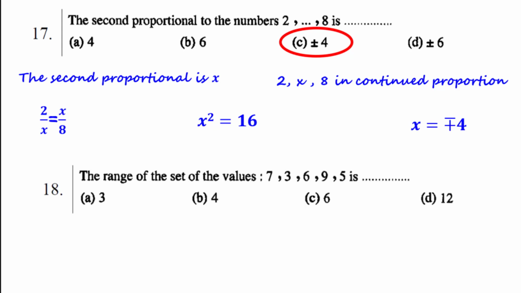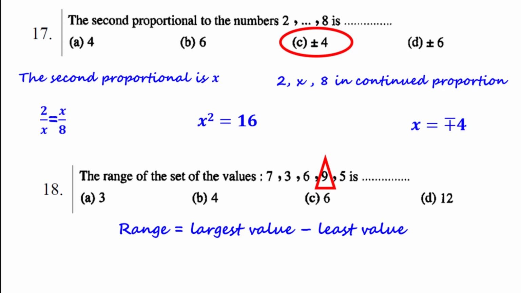Number 18, the range of the set of values 7, 3, 6, 9, 5. Just find the difference between the largest value and the smallest value. The range equals largest value minus the least value. We can say that the largest value is 9 and the smallest value is 3. Now 9 minus 3 equals 6. So the correct answer is 6.